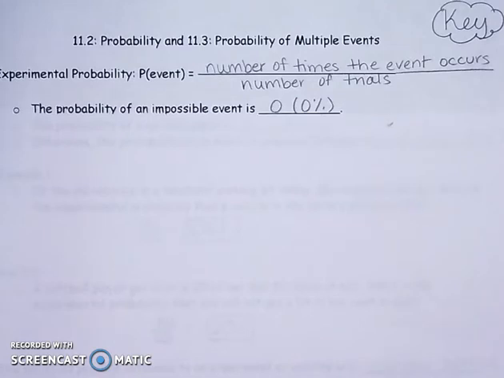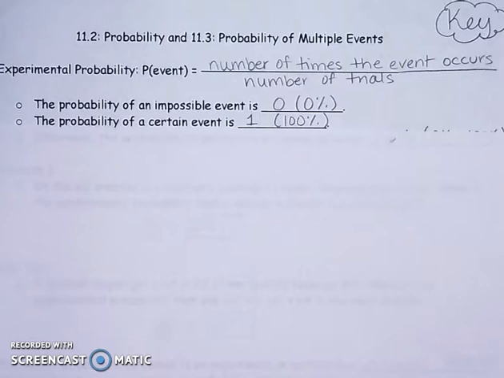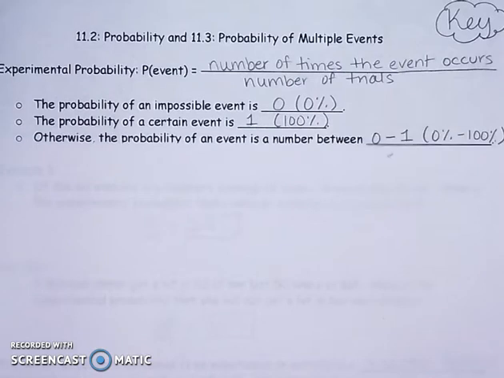The probability of an impossible event is 0. The probability of a certain event is 1. Otherwise, it's a number between 0 and 1 or 0 to 100%.